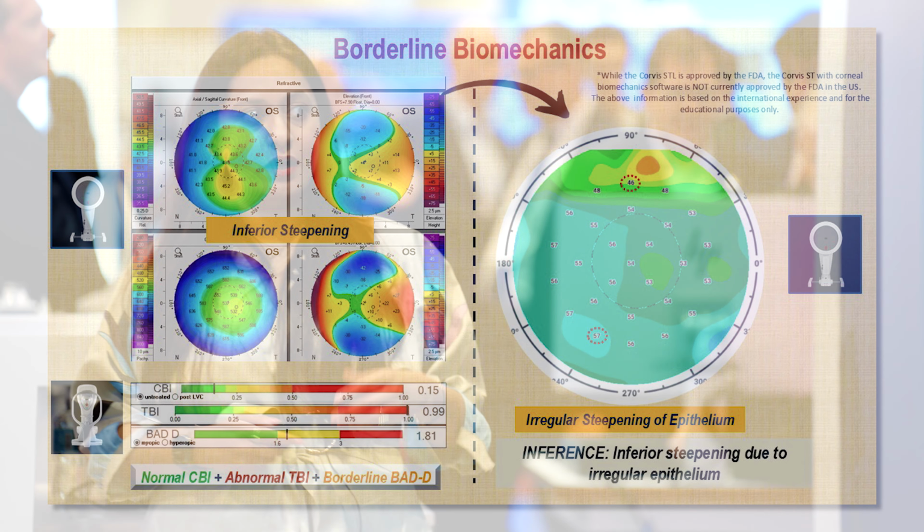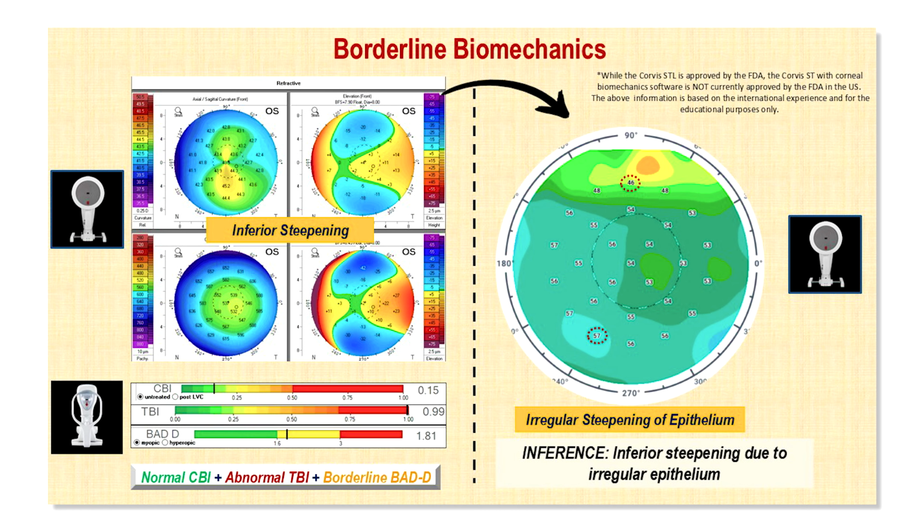We do use biomechanics in our practice a lot, of course with caution. Here you can see the CBI, the Corvis Biomechanical Index, is normal. However, the TBI and BAD-D are suspicious. So what are we looking at? This patient has walked in for refractive surgery. Should we really do refractive surgery for this patient or not?